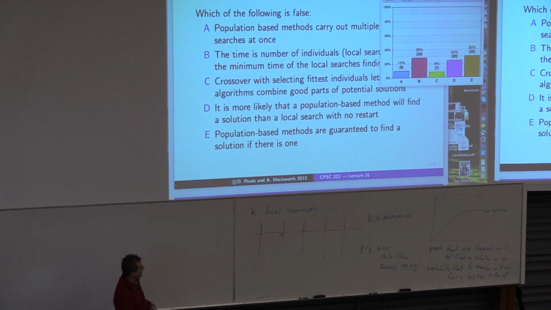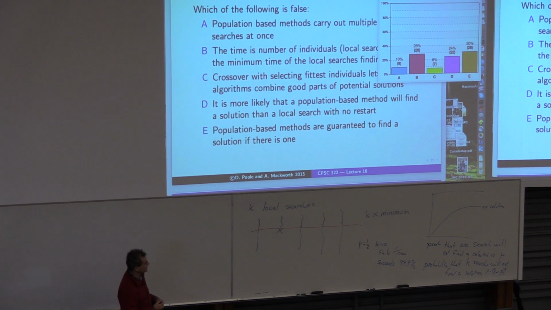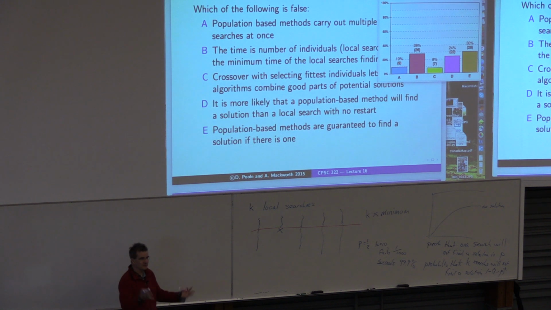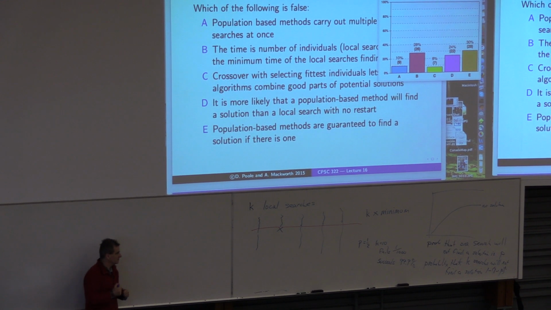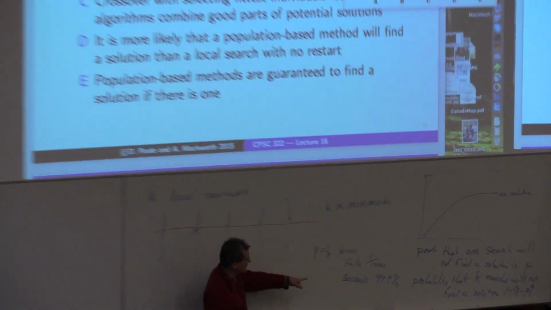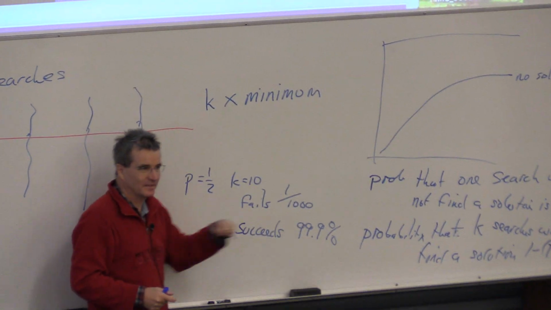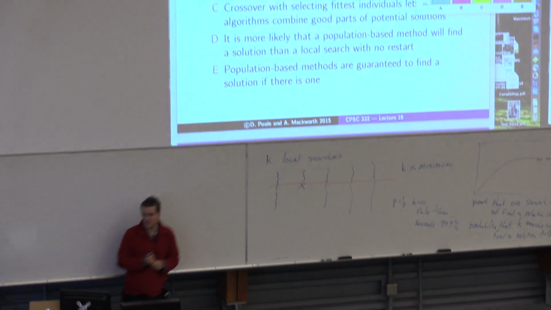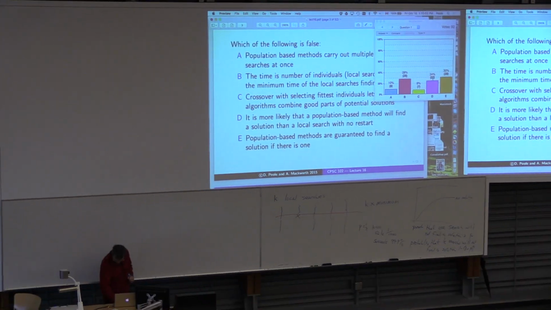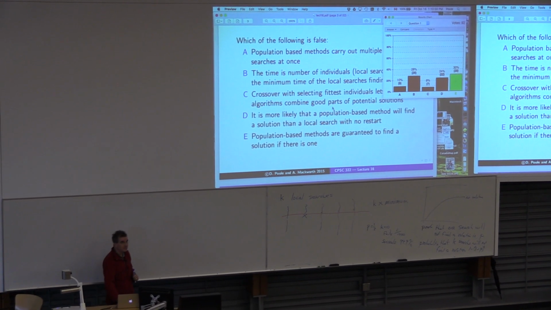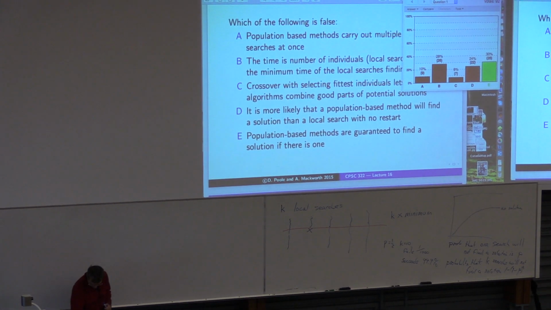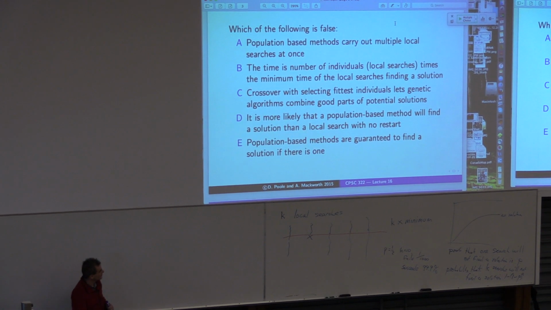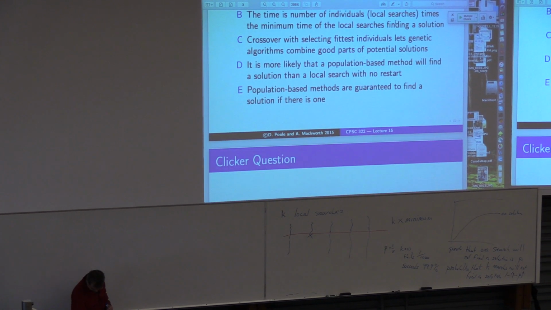And E is the right answer here. Population methods are not guaranteed to find a solution because they're not guaranteed to be able to escape these local minima. This is not 0, this is not 100%. A log gets close, can get closer to it, doesn't reach it. So the answer here is E. Any questions? I like questions like this because then we get to cover things we otherwise wouldn't. All right. I think that's the only one.